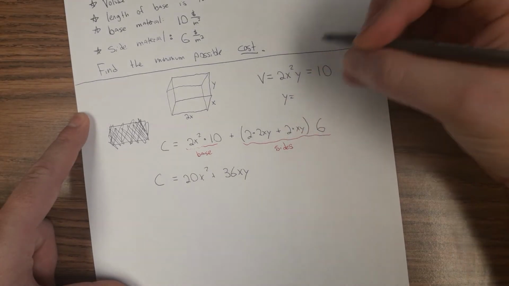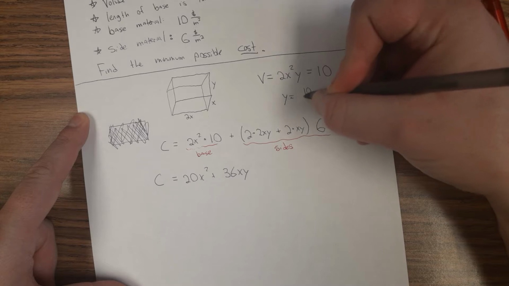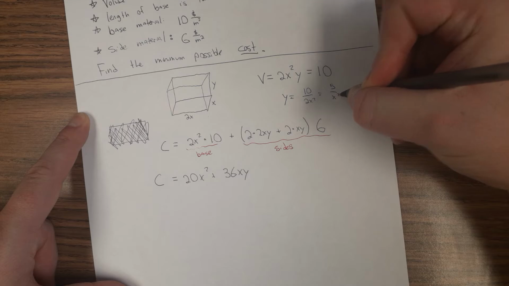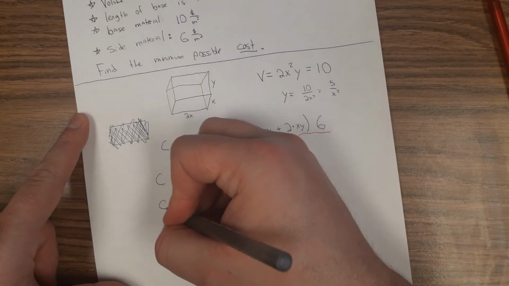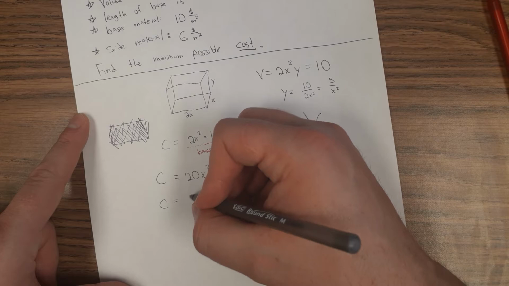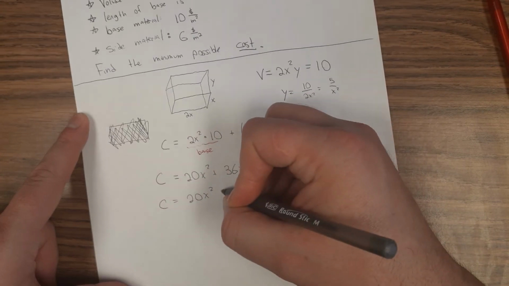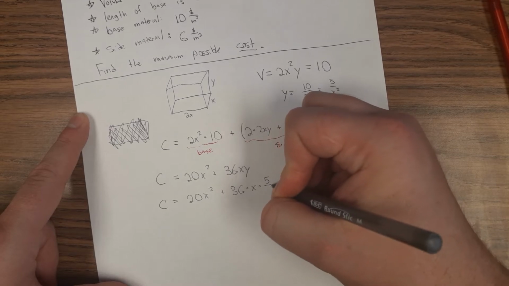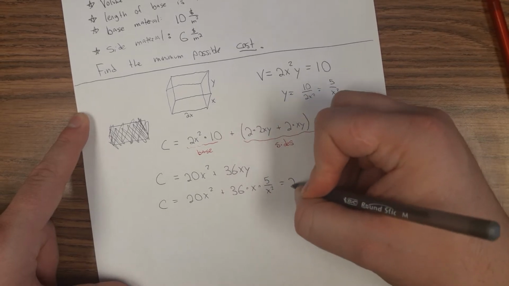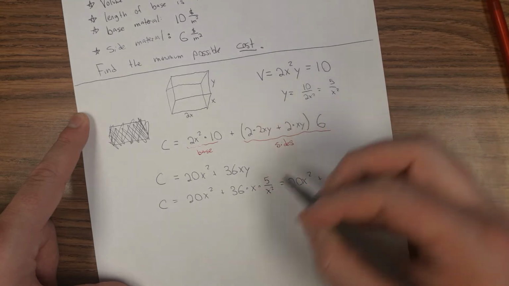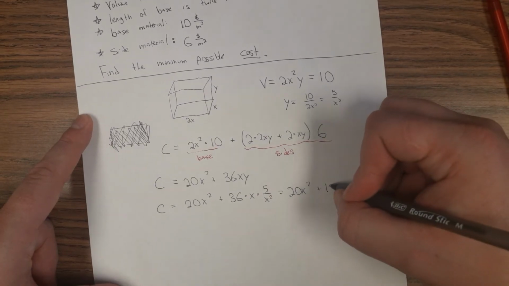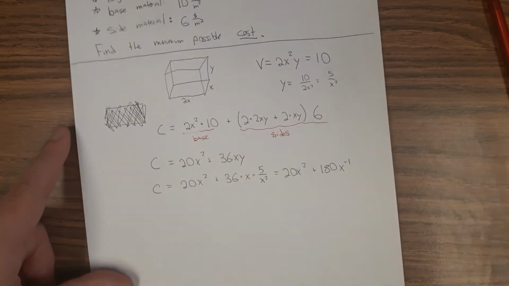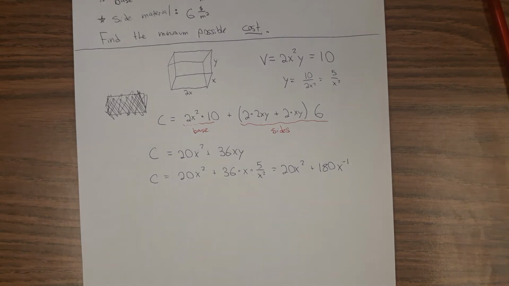So y would be 10 over 2x squared, and I guess I should have just written 5 over x squared. So then c is 20x squared plus 36 times x times 5 over x squared. 36 times 5 is 180. And instead of writing 180 over x, let me write 180x to the minus 1, because I'm about to do a derivative, and that'll be nicer looking.